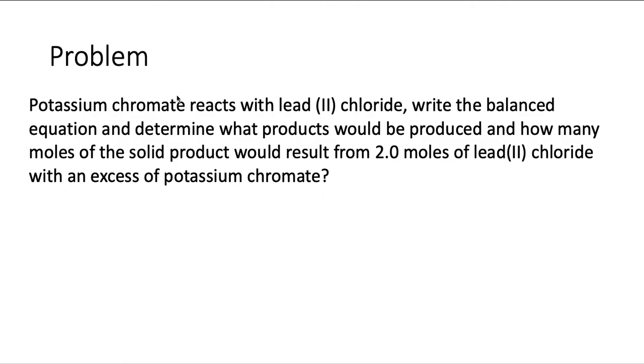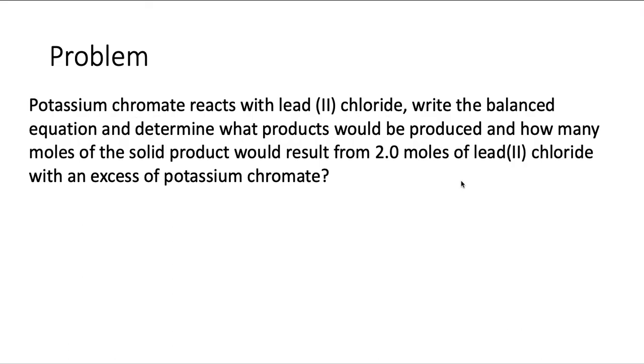Chromate is a 2 minus, potassium is a plus 1, so I need 2 potassiums for every chromate. The lead 2, this 2 tells me the charge on the lead, so lead is a 2 plus in this case. Chloride, it's a minus 1, so I need 2 chlorides to balance my lead. That will be the reactants.